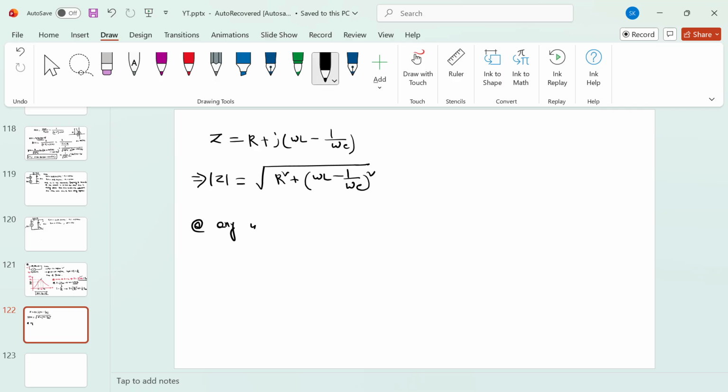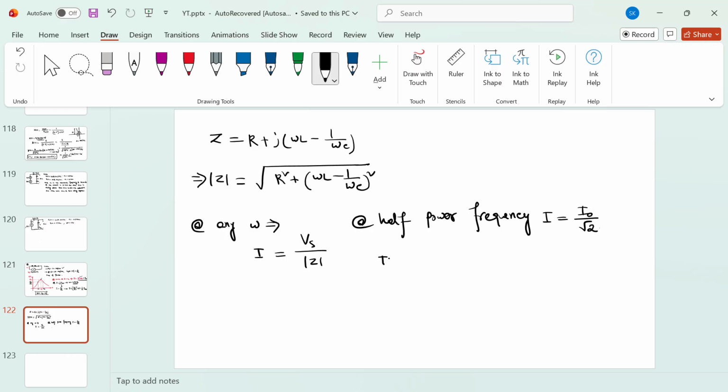At any omega, your circuit current should be Vs by mod Z, right? This is the thing. But at half power frequency, your I should be I naught by root 2. What is my I naught? I naught is the maximum current.